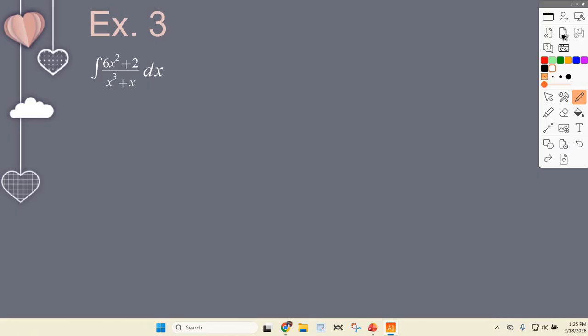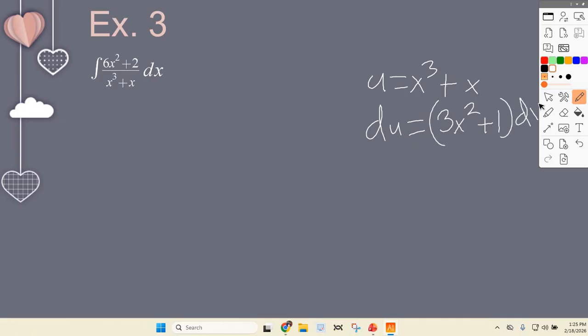If it was the opposite way, where our u needed to be on top and the du was on bottom, that's not going to work, and we would have to do something different, which is what tomorrow is about. Yay, long division. But for this one, we are good because our u is on bottom, because x cubed plus x. If I take the derivative of that, what do I get? 3x squared plus 1. And do we have a 3x squared plus 1 in our equation? No.